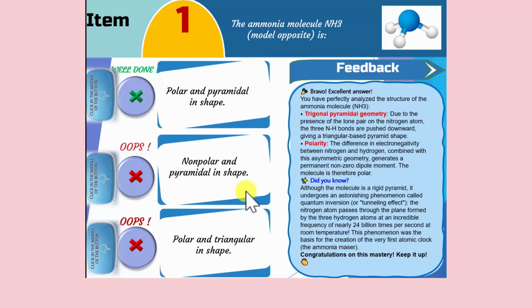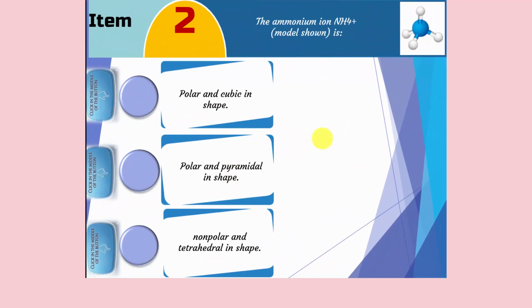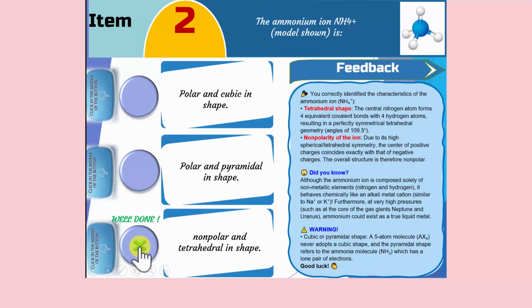A fascinating detail is that ammonia can undergo quantum inversion, with the nitrogen moving through the hydrogen plane at an extremely high frequency. The correct answer is that the ammonium ion NH4+ is nonpolar and tetrahedral in shape. Nitrogen forms four equivalent covalent bonds with hydrogen, producing a symmetrical tetrahedron with bond angles of about 109.5 degrees. Because the charge distribution is so symmetrical, the centers of positive and negative charge coincide, making the ion nonpolar.